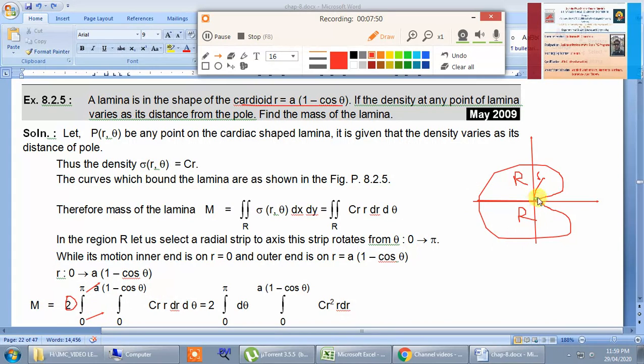And you will observe that inner end of the strip is on r equal to 0, outer end of the strip is on r is equal to a (1 minus cos theta). Integrand is c r, and dx dy is r dr d theta. That's why it becomes 2 outside d theta, outside inner integration but inside outer integration. And we have r square, and integration of r square is r cube by 3.